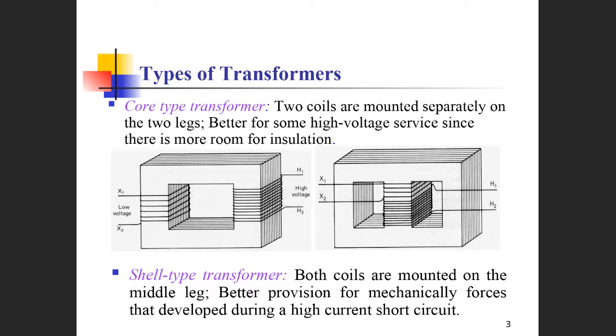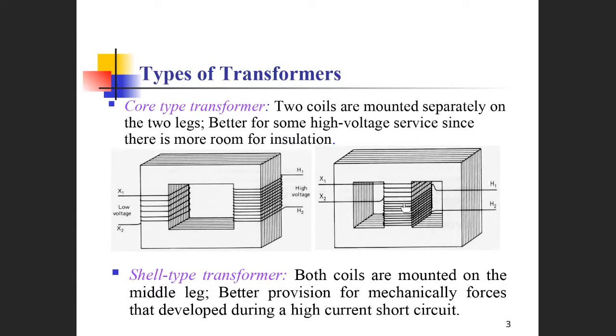So basically, we have two types of transformer. One is the core type transformer, and the other one is the shell type transformer. For the core type transformer, as shown here, both the primary coils and the secondary coils share the same core. So they are close to each other.